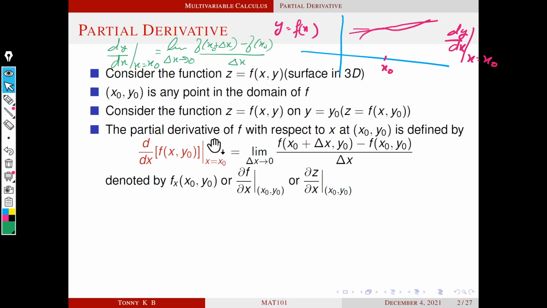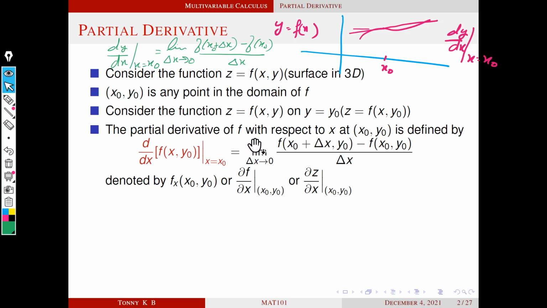Similarly, you can define the partial derivative of f with respect to y at the same point. How? First of all, we substitute x equal to x naught. That means the intersection of this surface and x equal to x naught. X equal to x naught is a plane, so the intersection between this surface and the plane is again a curve. Then you can differentiate along the curve.